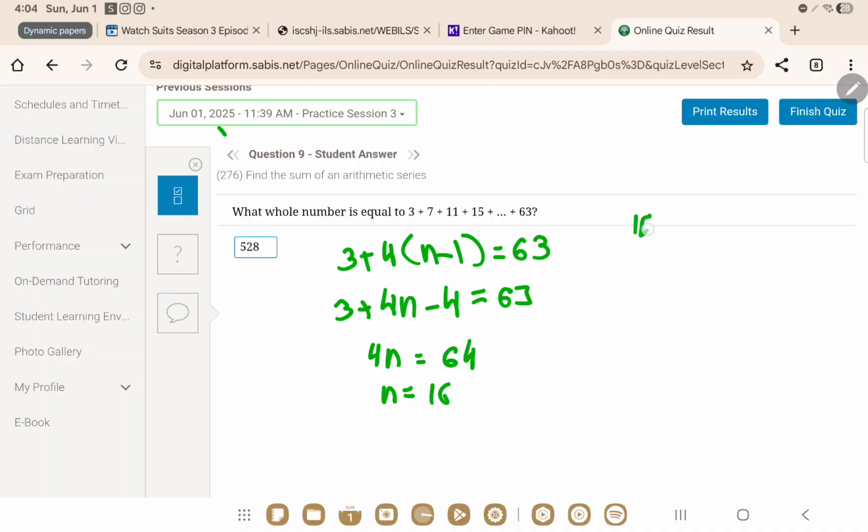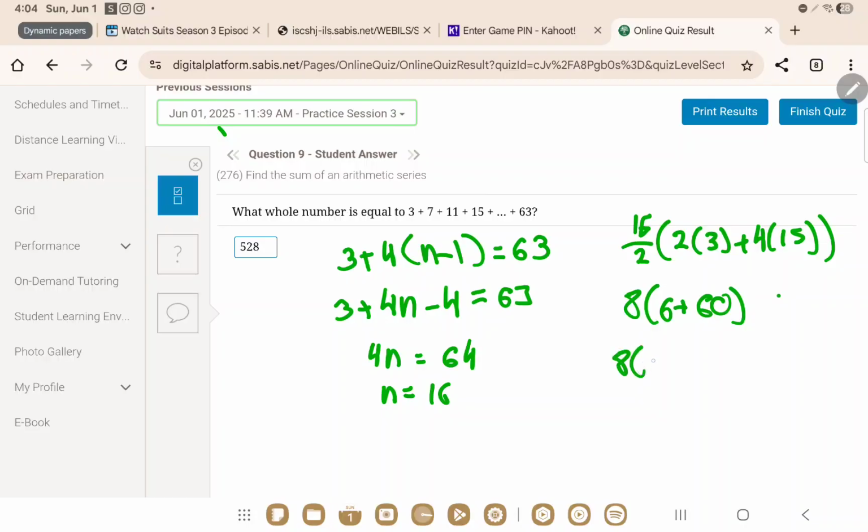Now 16 over 2 into 2 times 3 plus 4 into 16 minus 1, 15. So basically 8 into 6 plus 60. I think it's 60. So 8 into 66. Let's check if it is 60. 66 times 8 gives you 528, which is your answer.